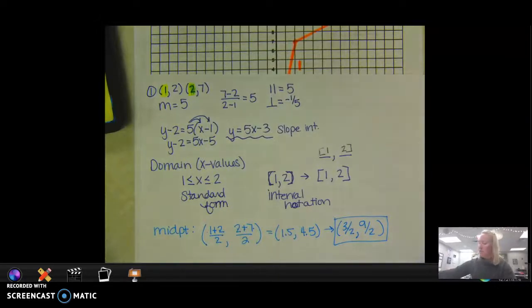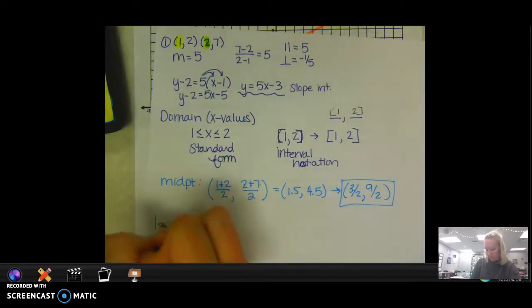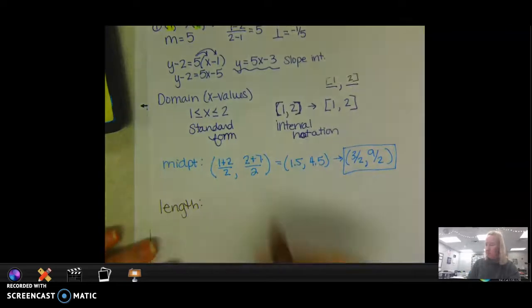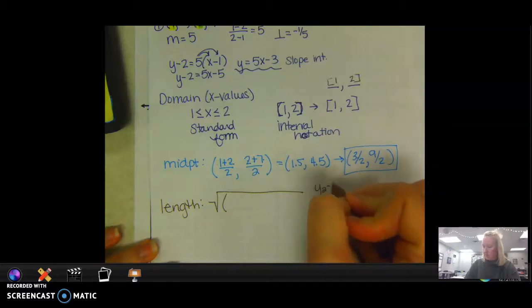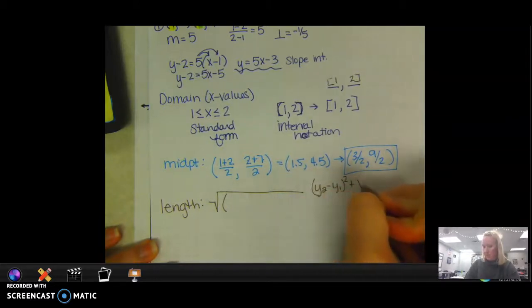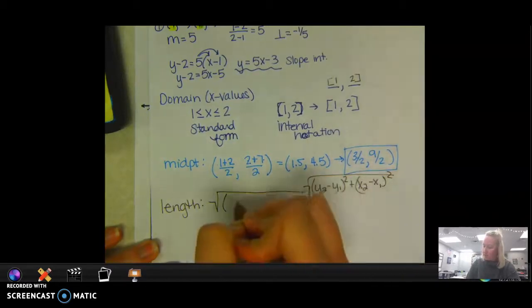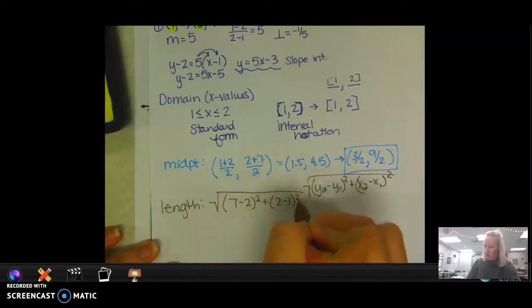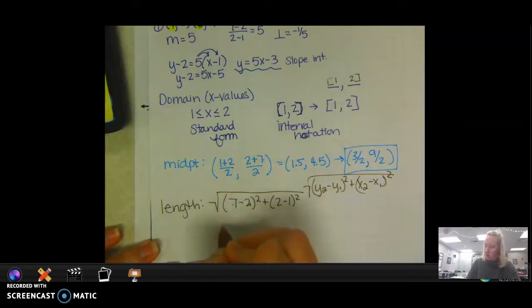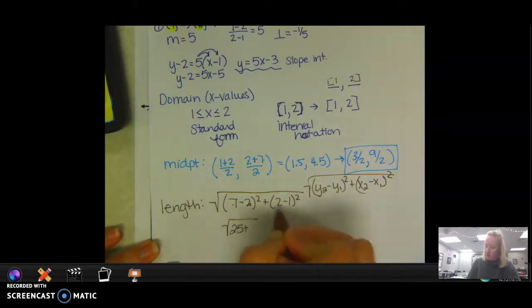The other thing that it may ask for would be length. So length is the distance formula. So, big square root of y2 minus y1 squared plus x2 minus x1 squared, and then the square root of all that. So y2 is 7 minus 2, that whole thing squared, plus 2 minus 1 squared. So 7 minus 2 is 5, 5 squared is 25, plus 2 minus 1 is 1, 1 squared is 1. So really this is the square root of 26.